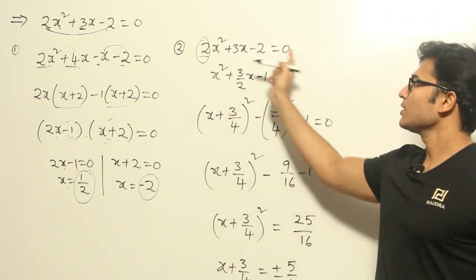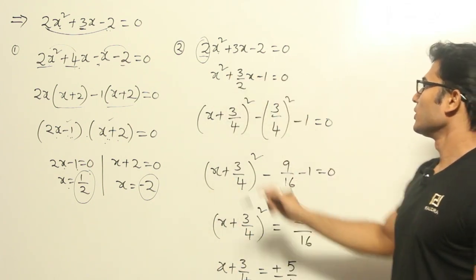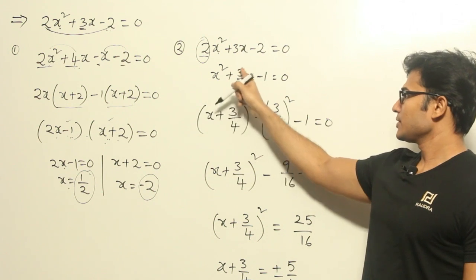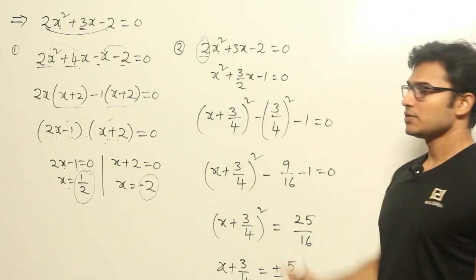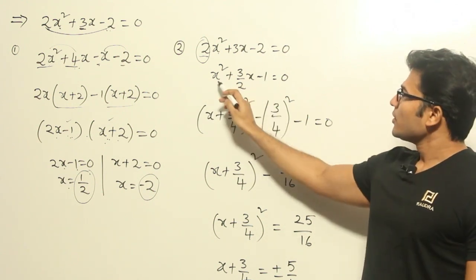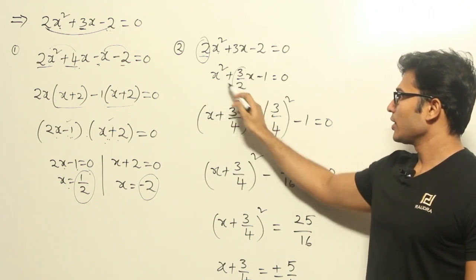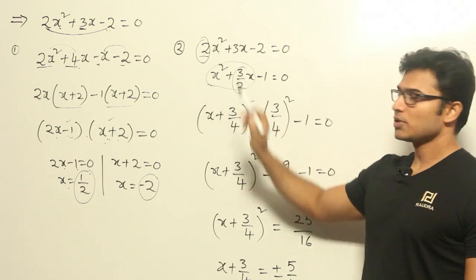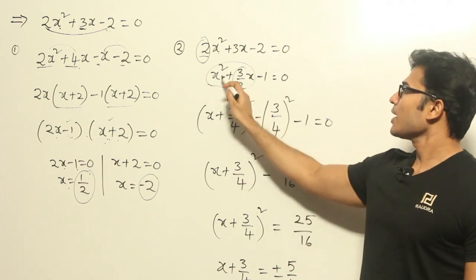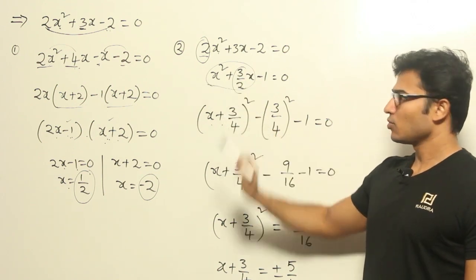So just to maintain that form, I'll try to make it as 1. So divide the entire equation by 2. Then what do you get? x square plus 3 by 2x minus 1 equal to 0. Right? Now you can write the square form in such a way that you are going to get these two terms. These two terms are covered, right? For that reason, I am going to write x plus 3 by 4 whole square.